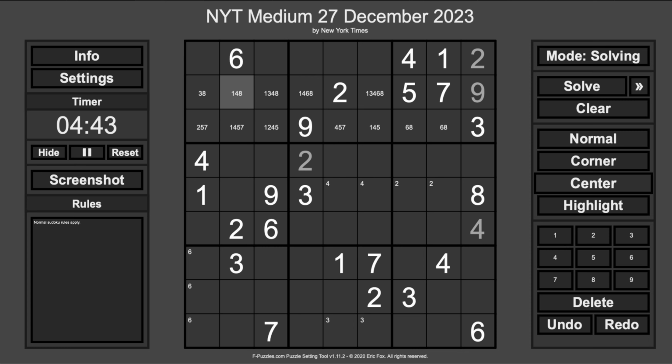Okay, in row 1, I've got 1, 2, 4, 6. I need to place 3, 5, 7, 8, 9. Well, that one sees 3 and 9. Yeah, all of these see 9, and therefore 9 isn't one of these two cells, but this cell is ruled out. So I know immediately that the very top corner of the grid is a 9.